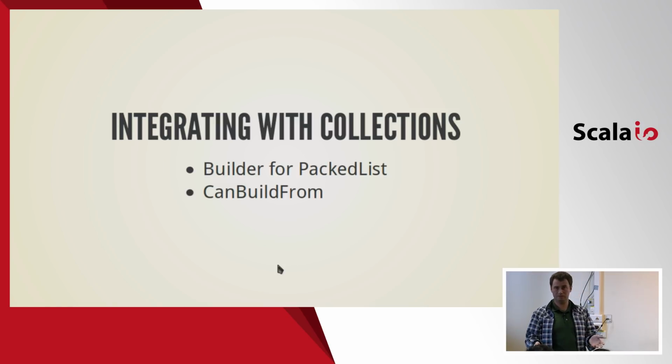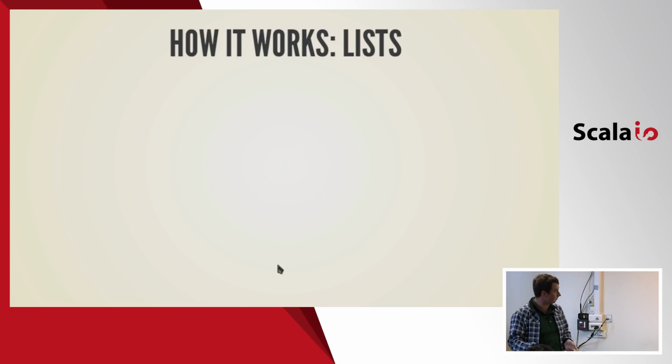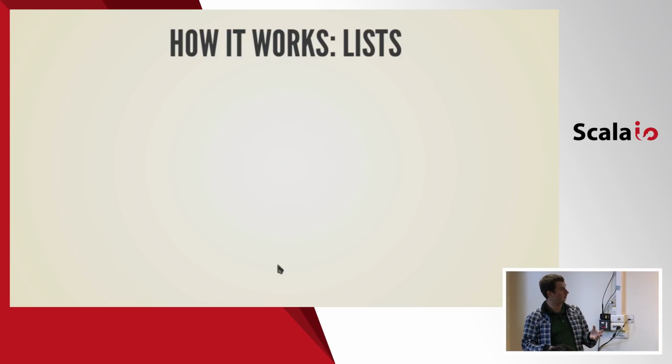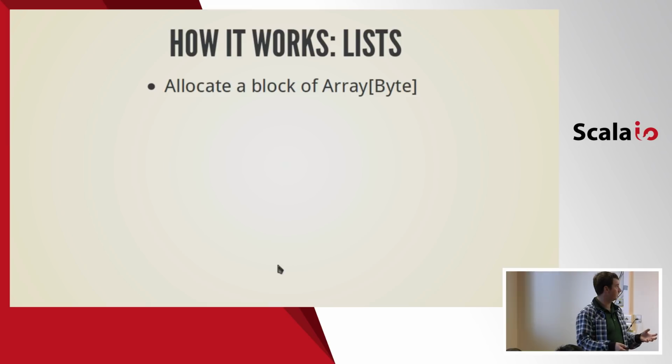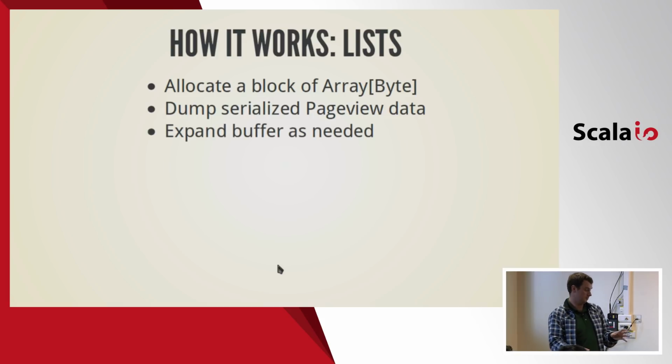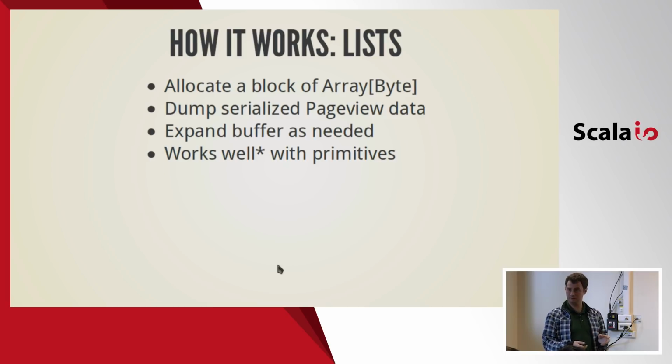Just transparently, you just need to have this implicit for CanBuildFrom in scope. It will just work, and it is covered with pain if you are going to use it with the current collections, but it's still acceptable. For the list's implementation, it works in quite a straightforward way. You just allocate an array of bytes, dump everything there, and if there is not enough space, you extend it, and that's all. And the cool thing is that it will work even if you put primitives there.